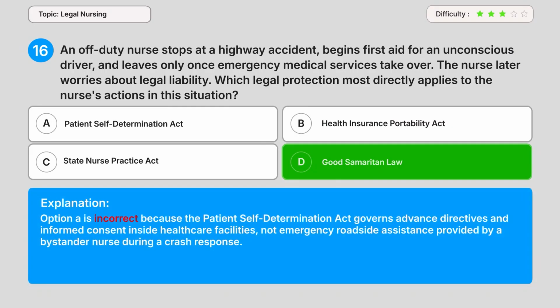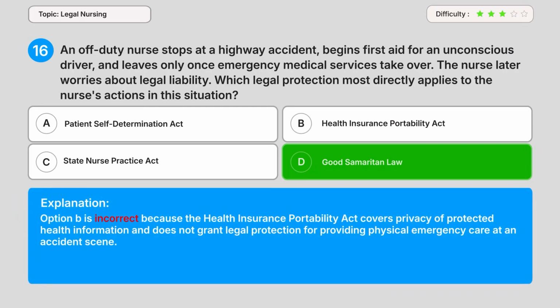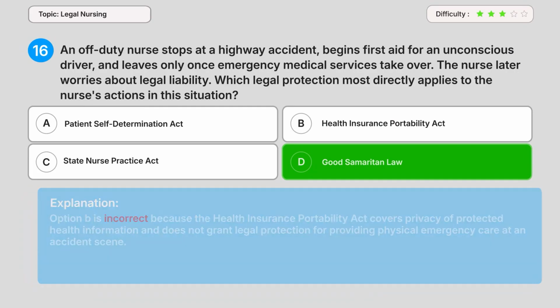Option A is incorrect, because the Patient Self-Determination Act governs advance directives and informed consent inside healthcare facilities, not emergency roadside assistance provided by a bystander nurse during a crash response. Option B is incorrect, because the Health Insurance Portability Act covers privacy of protected health information and does not grant legal protection for providing physical emergency care at an accident scene.